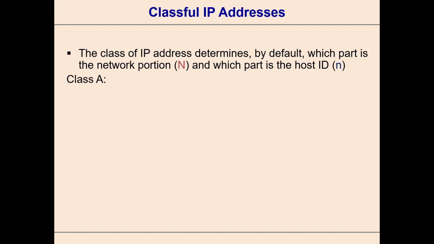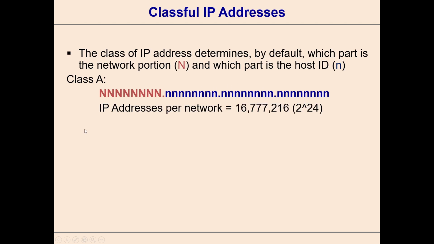Originally, the IPv4 network was designed with three user classes. Class A used the first octet representing the network portion. The rest of the three octets represent the host ID. A single Class A network provides over 16 million IP addresses.